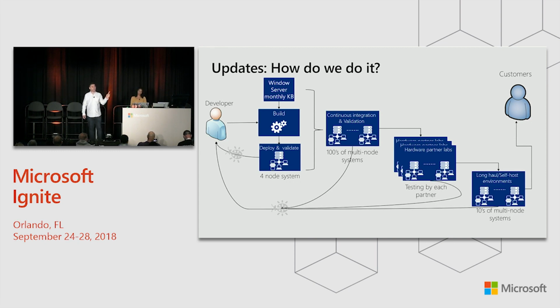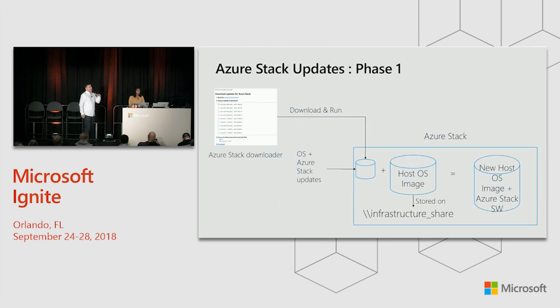This year, it's about $45 million. That's the amount of hardware that we run in our labs, different types of varieties, and that's just our hardware. Each of our hardware partners also maintain labs to make sure that they do the validation before they actually ship a system to you. So how does update work?